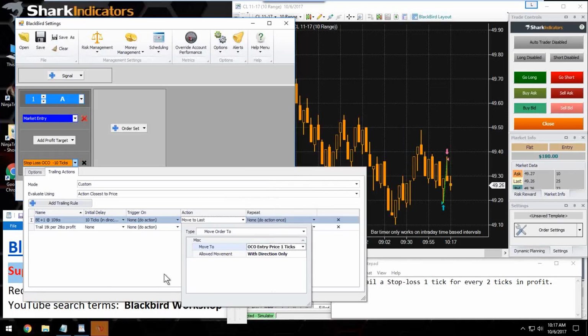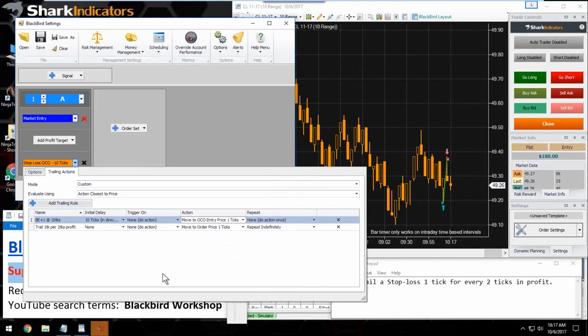And that's all there is to do for a break even. Break evens don't repeat; you can only move to break even once. So we'll just leave the repeat at none there. And that's our break even. Now, since we have a break even that's waiting for 10 ticks in profit, our trailing rule also needs to have a delay now.